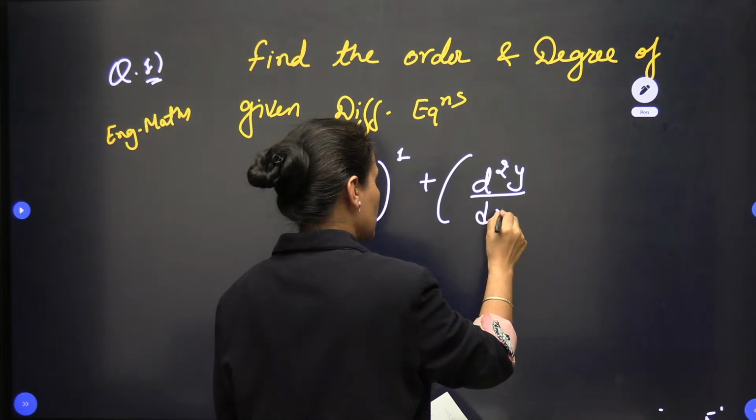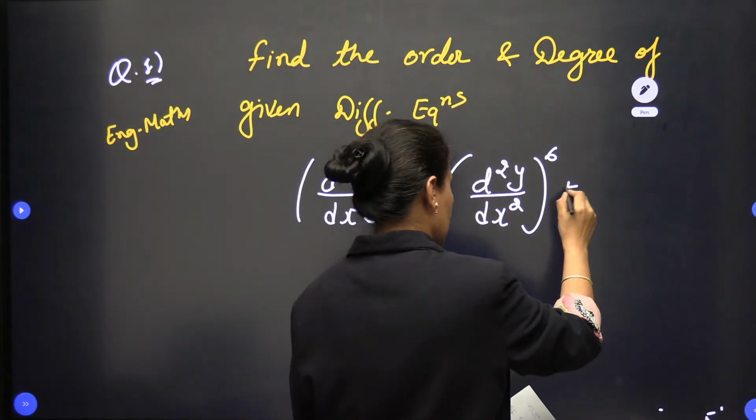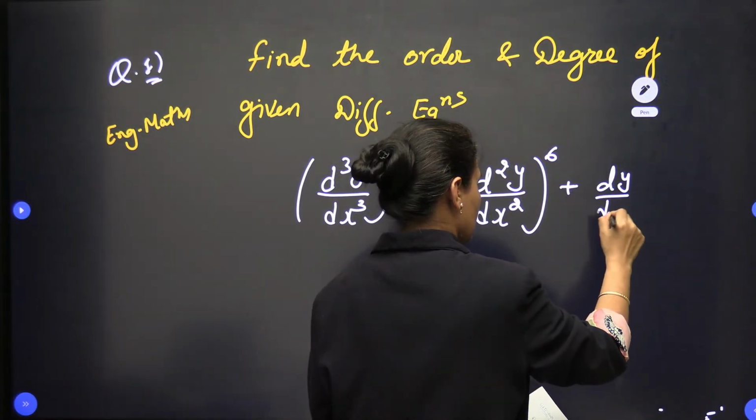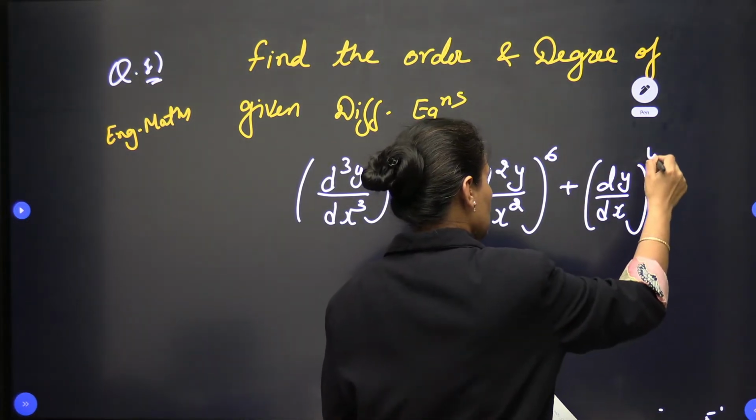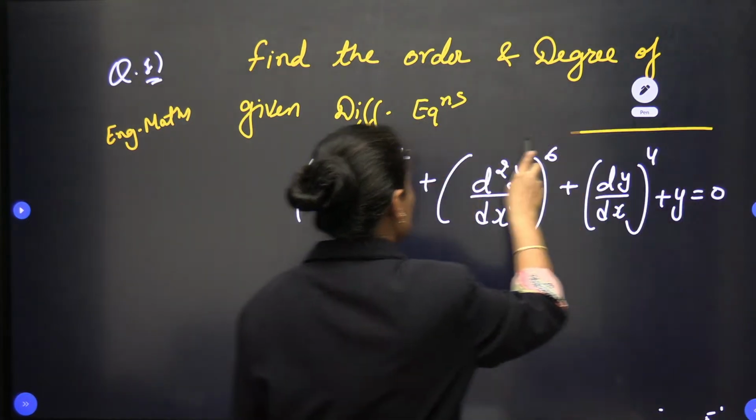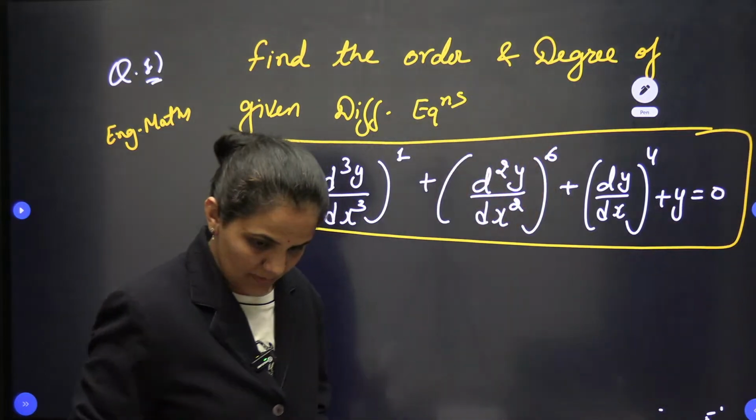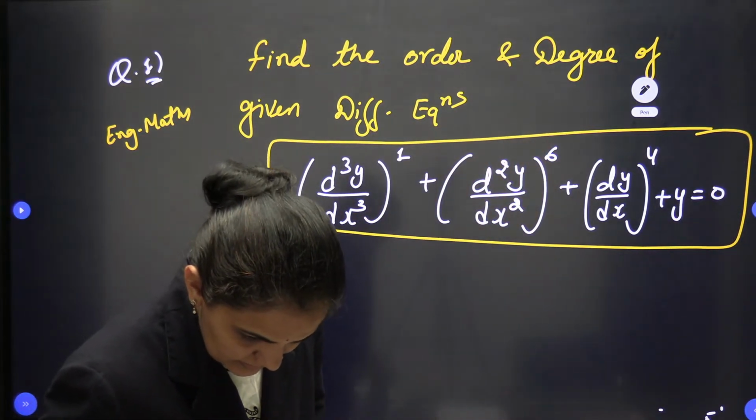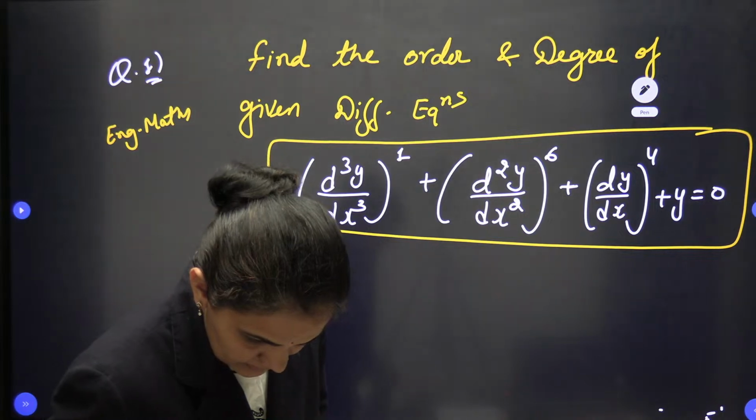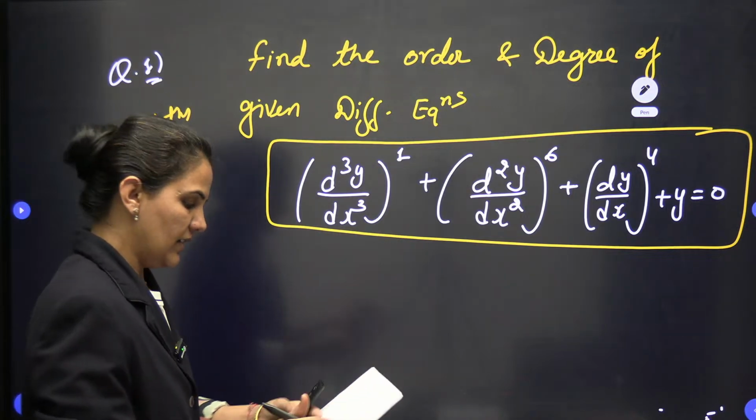d2y by dx2 power 6 plus dy by dx power 4 plus y equals 0. This is the question, and they are asking about order and degree. Okay, clear. So very easily we can solve.